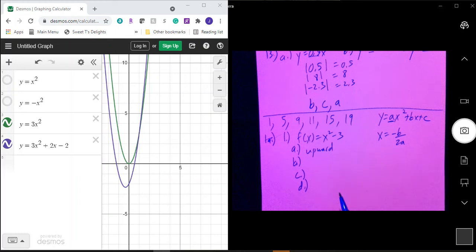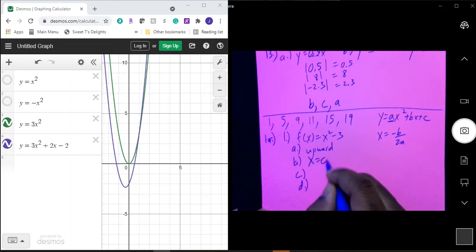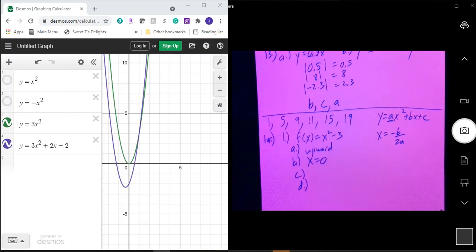So now, for B, we were asked for the axis of symmetry. We can put it into this equation here. We know that A is 1, but we have no B here, so your axis of symmetry is x equal to 0. Just to show it, x is equal to negative, and we substitute in 0 for b, times 2 over 1. So this would be 0 over 2, which is just 0.